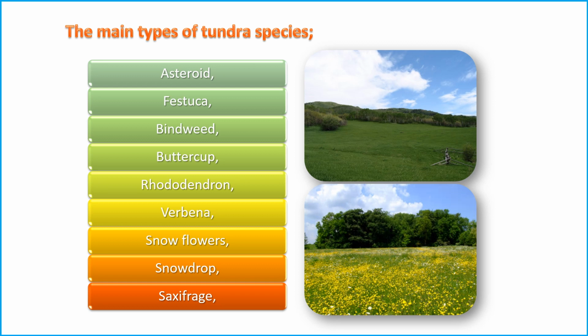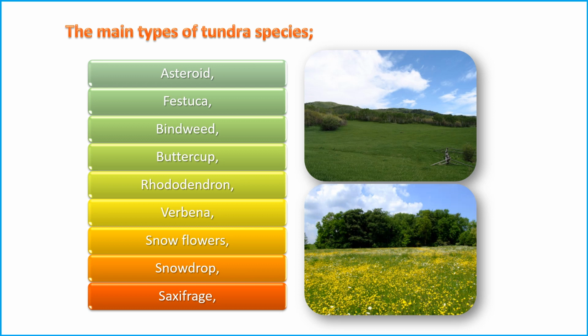2. Festuca. Festuca is a genus of grasses, and some species within this genus are found in tundra regions. These grasses are adapted to the cold and often form dense tufts. 3. Bindweed. Bindweeds, Convolvulus spp, are flowering plants that can be found in tundra ecosystems. They are known for their climbing or creeping growth habit. 4. Buttercup. Some species of buttercups, Ranunculus spp, are adapted to tundra environments. These plants typically have bright yellow flowers.